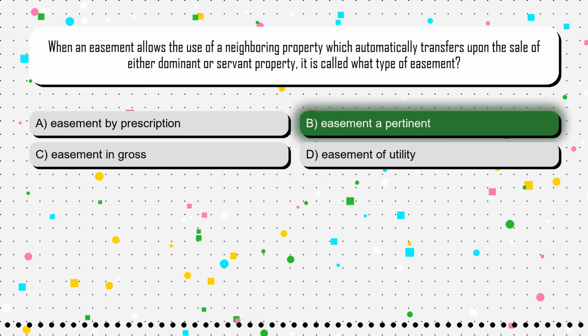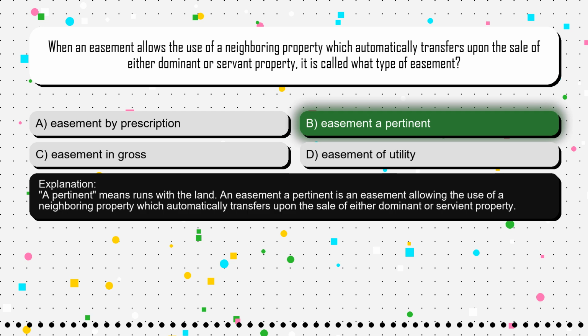The correct answer is option B, easement appurtenant. Appurtenant means runs with the land. An easement appurtenant is an easement allowing the use of a neighboring property which automatically transfers upon the sale of either dominant or servient property.